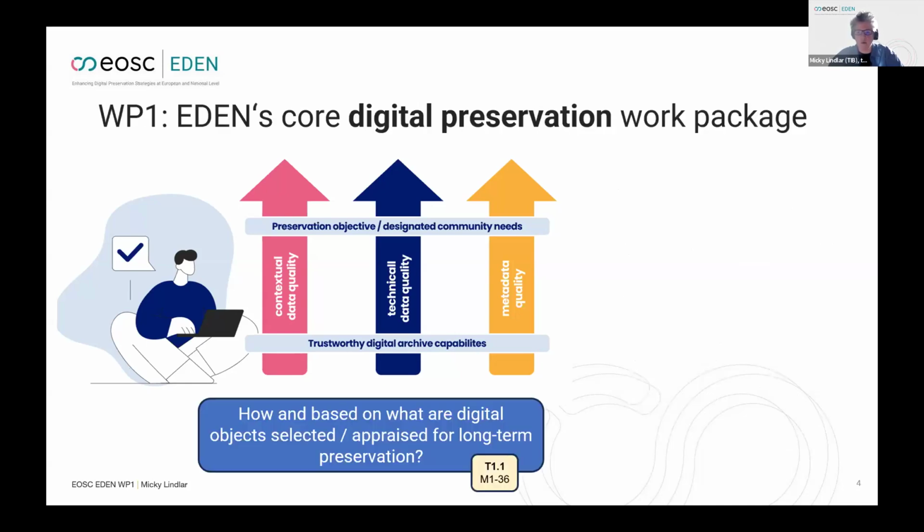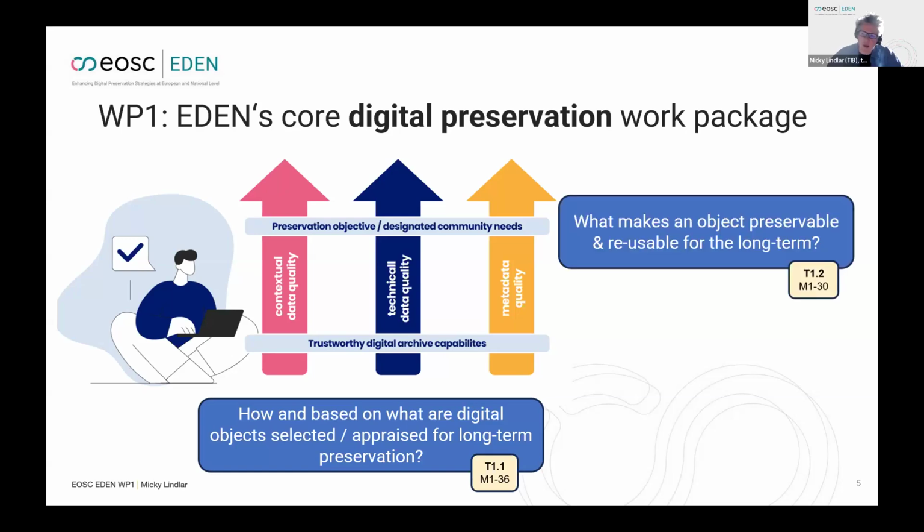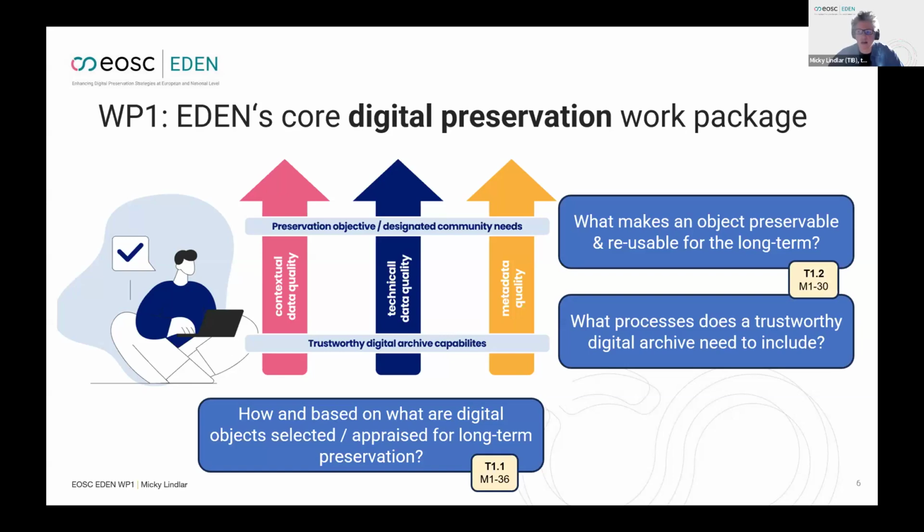So how do we organize our work within Work Package 1 along the reuse fitness model? Work Package 1 is divided into 3 tasks. T1.1 looks at the question of how, and based on what, digital objects are selected or appraised for long-term preservation. That task is led by CoData. Task 1.2, led by Bertrand from TIB, looks at what makes an object preservable and reusable for the long term, and in particular, what processes does a trustworthy digital archive need to include, which is the next presentation.